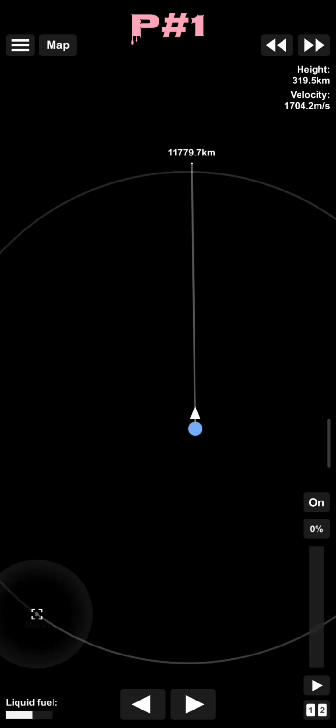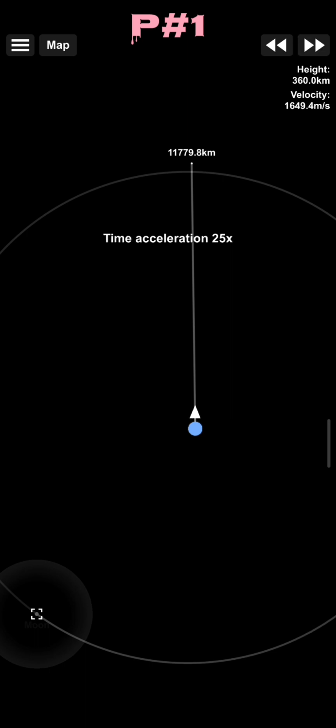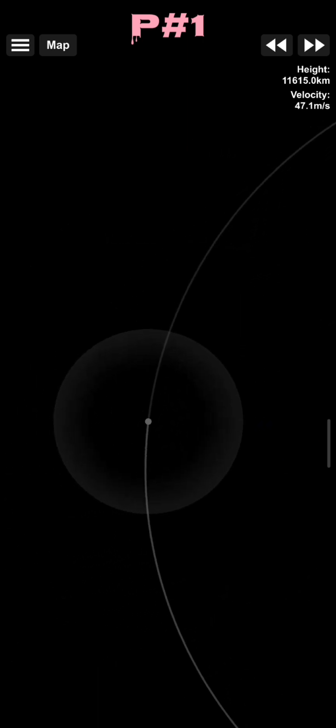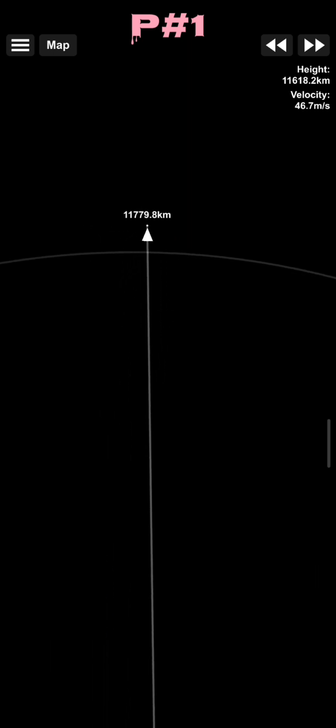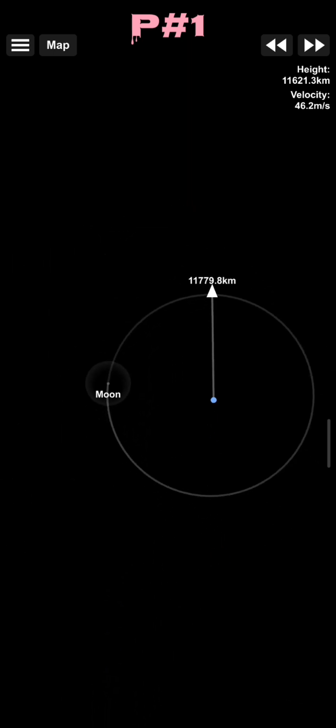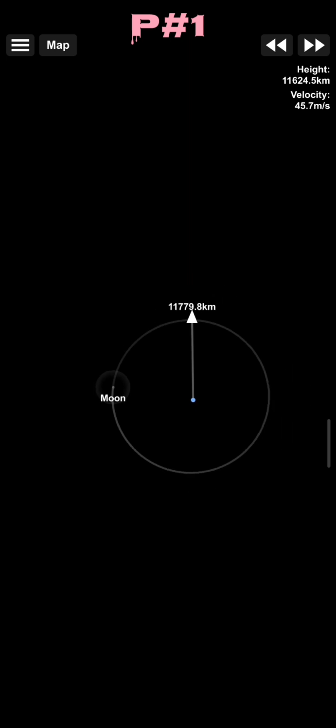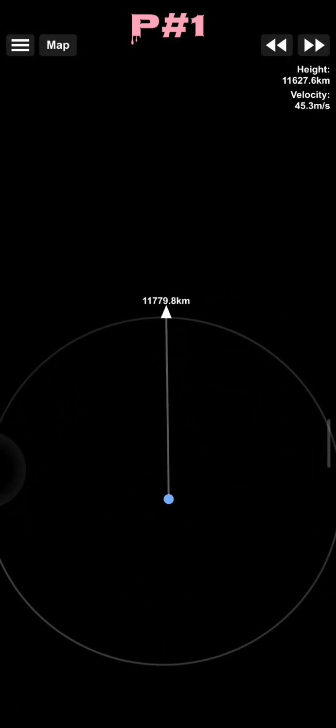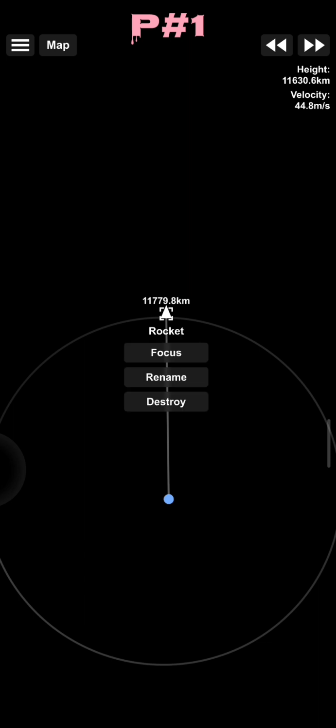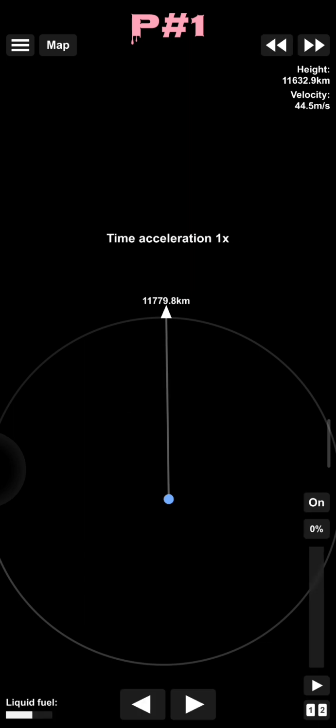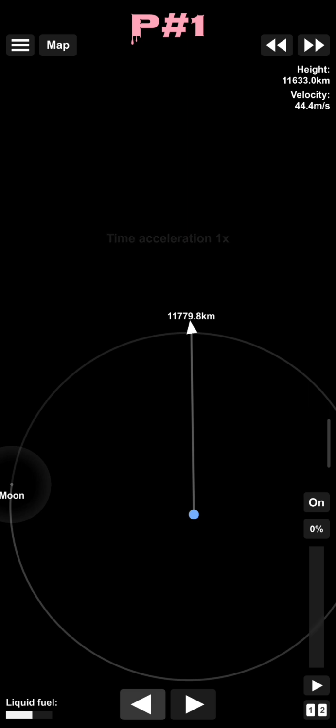Okay, we have the maximum height with respect to the velocity. So to reach there, we will accelerate the time. We reached the height but didn't make an encounter with the sphere of influence. So for that we will change the direction of the rocket to the left and let's see what happens.